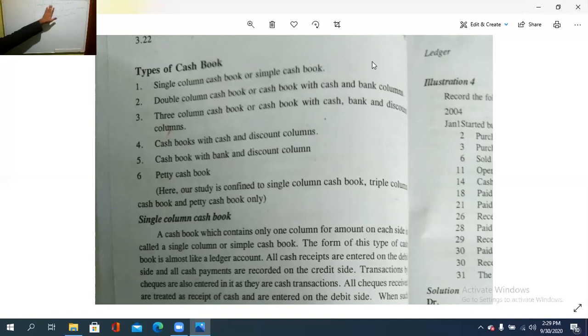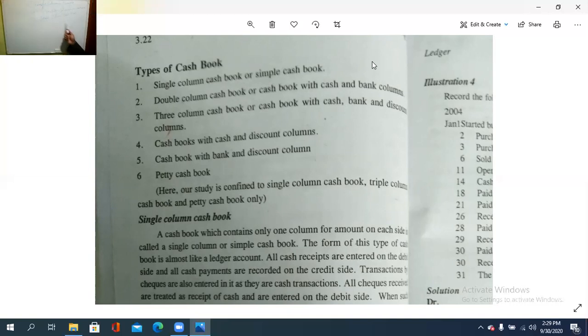One is the single column or simple cash book, meaning on the debit side as well as the receipt side and the payment side, there is one column only, the same as an account. Then second is the double column cash book, or cash book with what columns? Cash and bank columns.